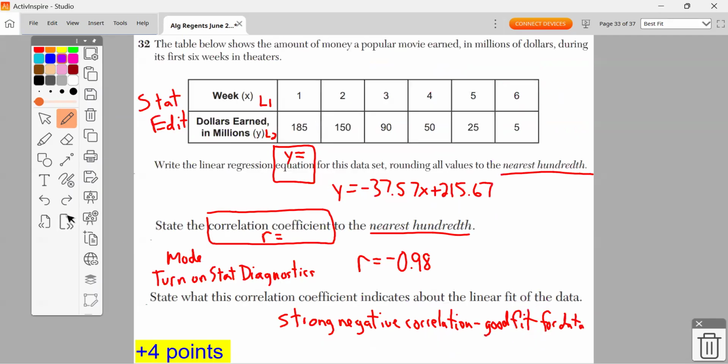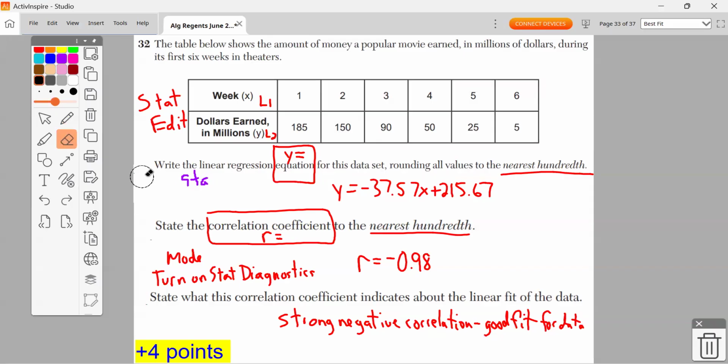In question number 32, the table below states the amount of money earned over a certain number of weeks. Stat edit L1, L2. Remember, turn on your stat diagnostics. Go to your mode button, go down and turn on your stat diagnostics because we're going to need the R value in a minute. Write the linear regression equation. Equations have equal signs. So stat calc number 4.